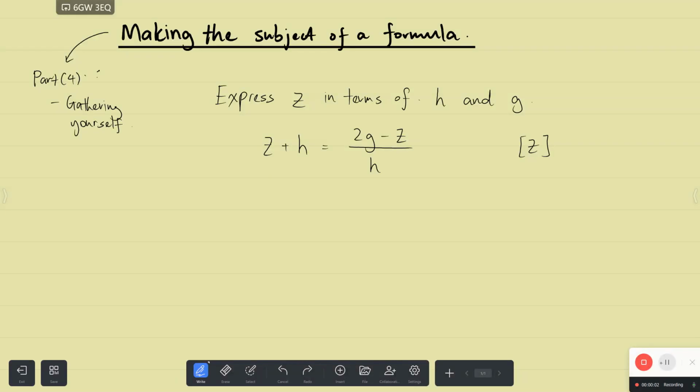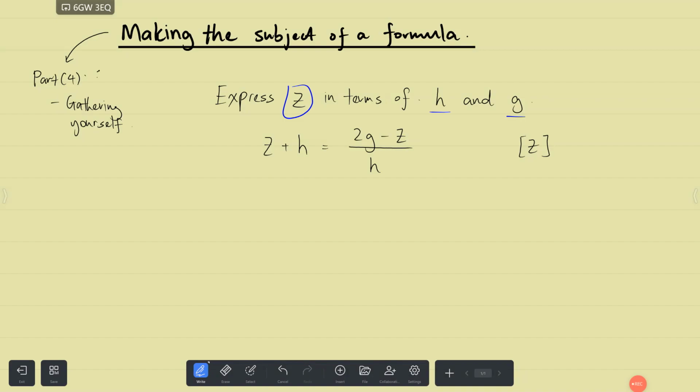Hi everyone, in this video we'll be learning the fourth and final idea regarding making the subject of a formula, that is to gather yourself. Let's quickly jump to the question and understand why this idea is called gathering yourself. So let's read the question here. It says express Z in terms of H and G.